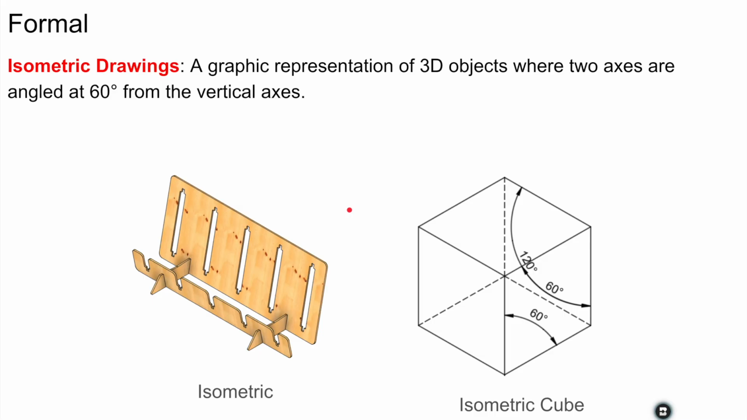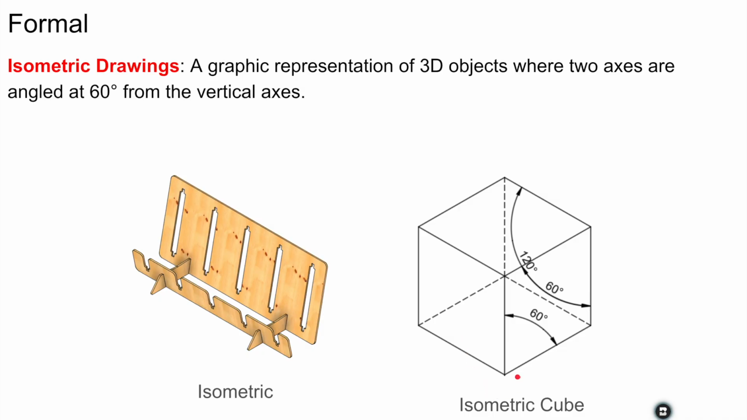So let's talk about some more formal drawing techniques. So isometric drawings are a graphic representation of 3D objects where two axes are angled at 60 degrees from the vertical axis. So you can see here's the vertical axis on this isometric cube, and this angle right here is 60 degrees from that, and this angle would also be 60 degrees. Essentially with isometric drawings, the angles in there are going to be multiples of 30.